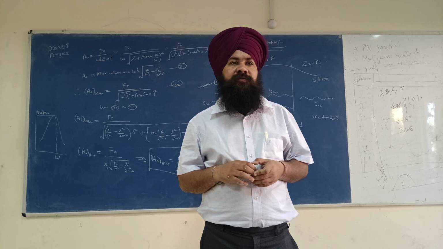Now, from the initial point I will start. Let us say this is the incident wave. When this incident wave strikes the interface of these two media at x equal to 0, some part of the wave will get reflected, and some part of the wave will get transmitted. Let us say the incident wave is yi1 and the reflected part is yr1. R stands for reflection. And this is yi2, the transmitted part.